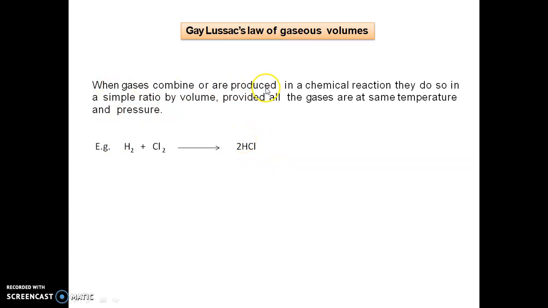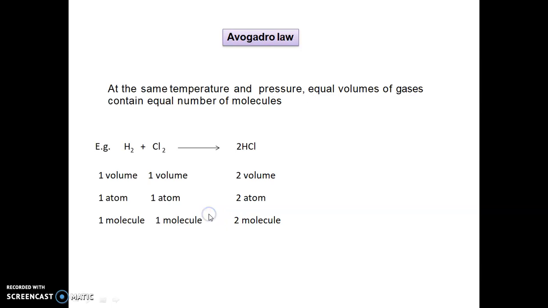So in this statement, when gases combine or are produced in a chemical reaction, they show a simple ratio by their volume, and the condition required is that the gases are at the same temperature and pressure. So if you take 1 liter of H2 and 1 liter of Cl2, you get 2 liters of HCl. So the ratio is 1:1:2.